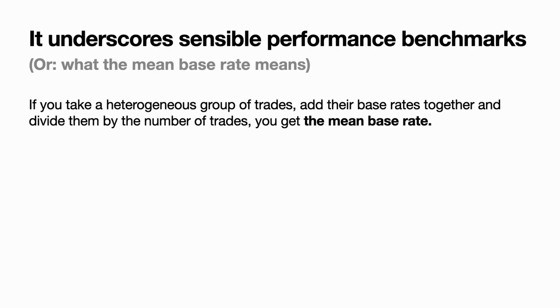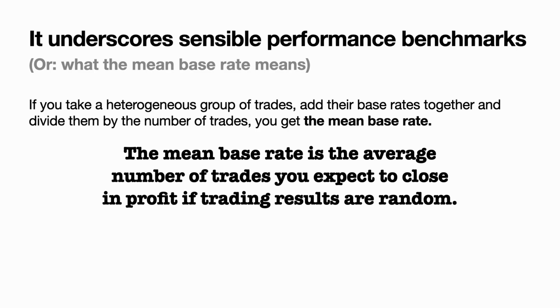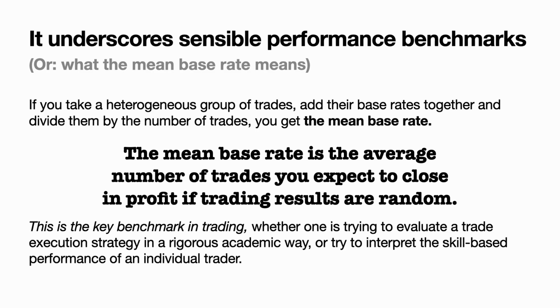If you take a heterogeneous group of trades, trades that maybe some of them are 1-to-1 trades, some of them are 3-to-1, some of them are 6.5-to-1, and add up their base rates together and divide them by the number of trades in this group that you're analyzing, you get the mean base rate. The mean base rate is the average number of trades you expect to close in profit if trading results are completely random. This is the key benchmark in trading, whether one is trying to evaluate a trade execution strategy in a rigorous and academic way, or trying to interpret the skill-based performance of an individual trader.